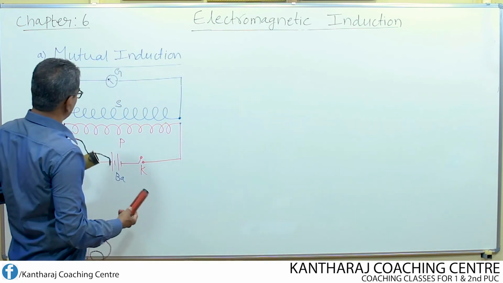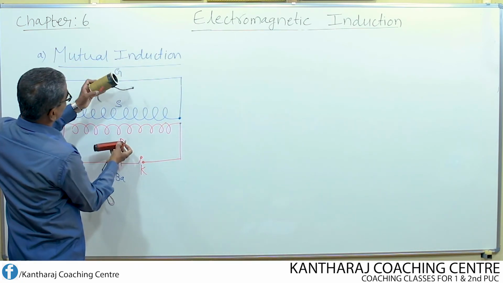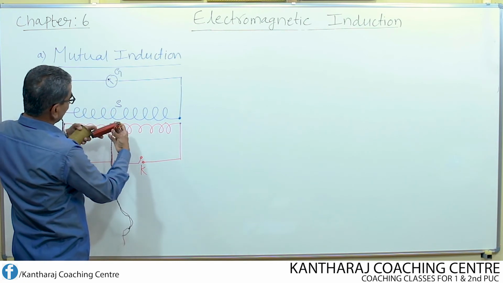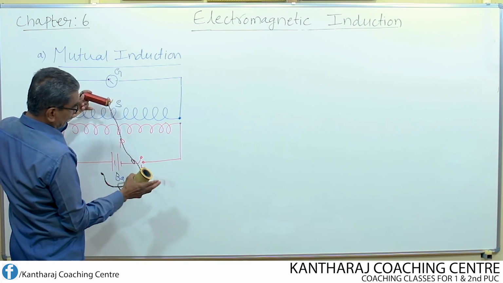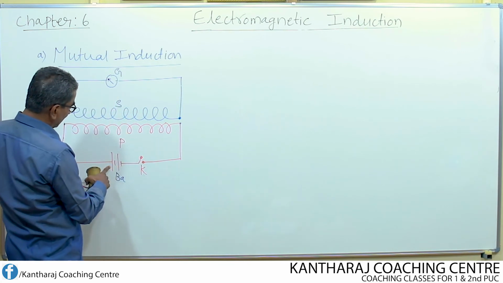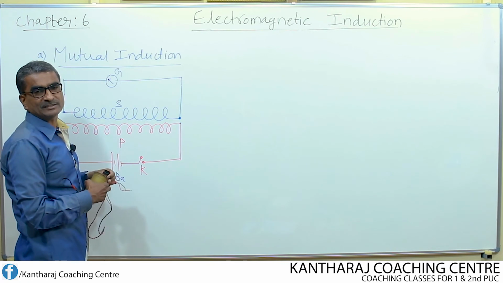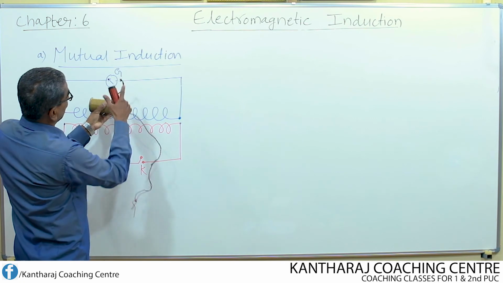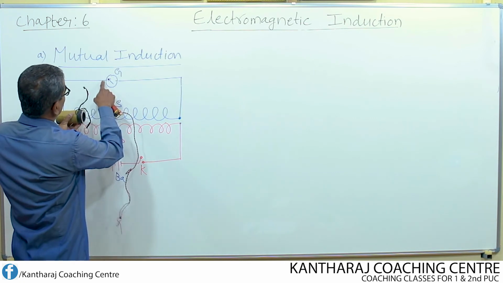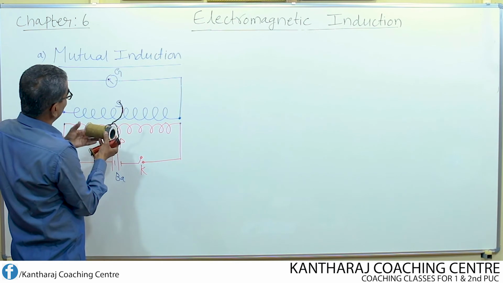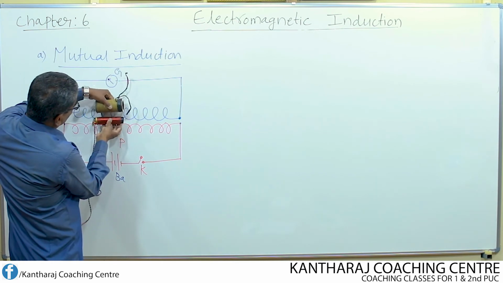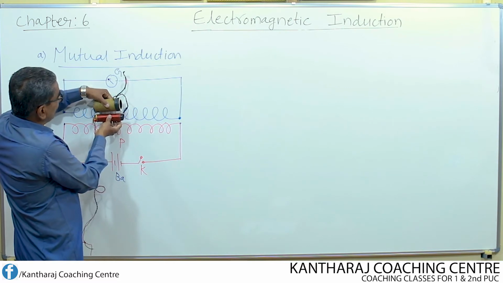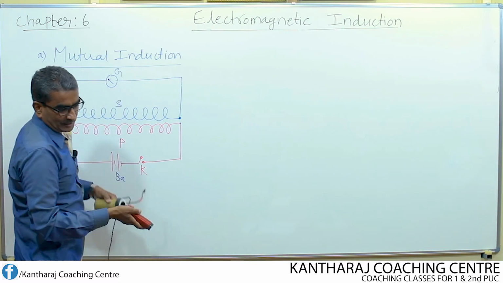Say for example, I consider two coils like this. Let us consider this as the primary coil and this as the secondary coil. The two ends of the primary coil are connected to a battery as well as a tap key in series, whereas the two ends of the secondary coil are connected to the two terminals of a galvanometer. Now the two coils are kept very close to each other like this, so there will be a small air gap between the two coils.